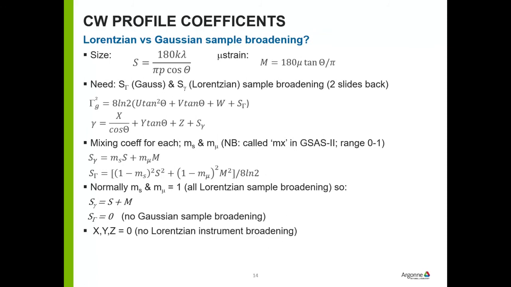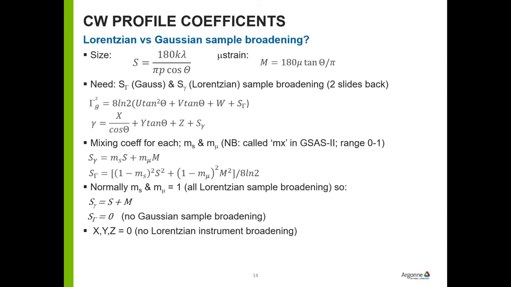Occasionally you might ask the question, well, what is the balance between the Gaussian contribution and Lorentzian contribution to the microstrain broadening? Well, GSAS-II allows you to do that by refining a mixing coefficient. This one's for size and that one's for microstrain. They're simply mixing coefficients between the contribution of the Lorentzian term and the Gaussian term. And then these things are put into the broadening terms, which I'll get to in a few minutes.